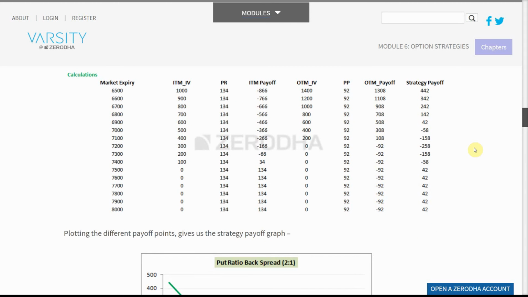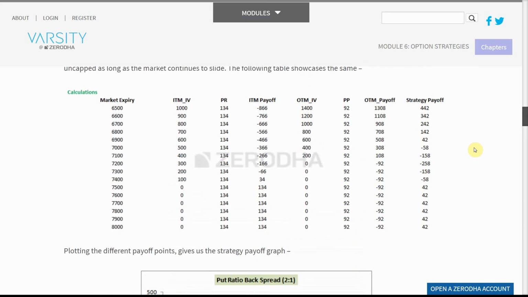Plotting the different payoff points gives us the strategy payoff graph. Clearly from the graph above, we can conclude, if markets go down, then the profits are unlimited. There are 2 break-even points. The point at which maximum loss occurs is at 7,200. If markets go up, then the profits are limited.